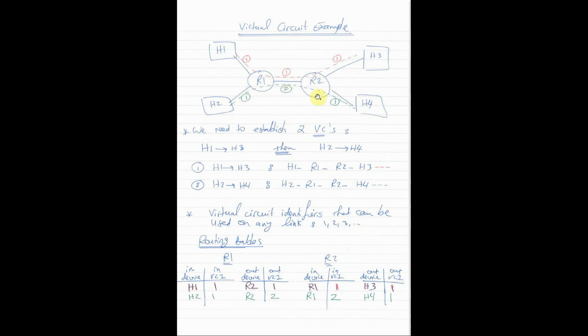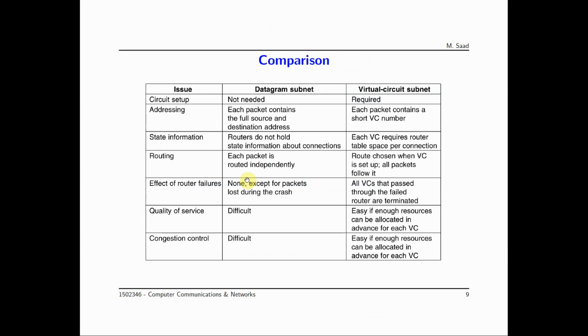What about R2 here? Incoming device R1 and outgoing device host 4, because we're talking about the green connection. Incoming VCI 2, outgoing VCI 1. That's how the table would look. These two table entries represent the two virtual circuits that we have established, from host 1 to host 3 and from host 2 to host 4 respectively.